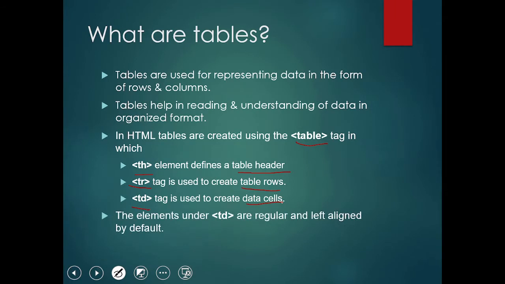The elements under td are regular and left aligned by default. Whatever you enter inside the td tag, it will be starting from the left side of that specific column. Table tag is a container tag, so that states that you need to have a closing tag as well.